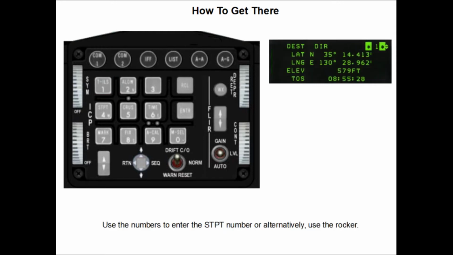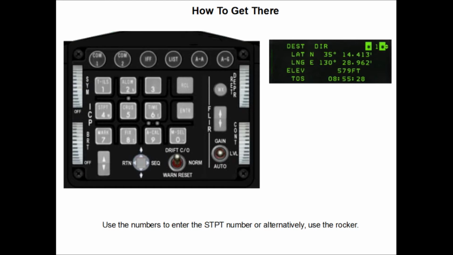And here we are on the destination page. Now, to change the steer point number, we can simply punch in the steer point number in the edit field and push enter, which will automatically change it to it. Or we can cycle through the numbers by using the rocker switch on the bottom left-hand corner of the ICP.